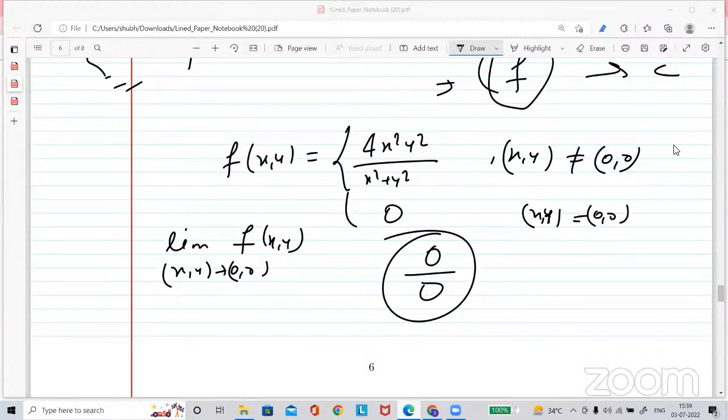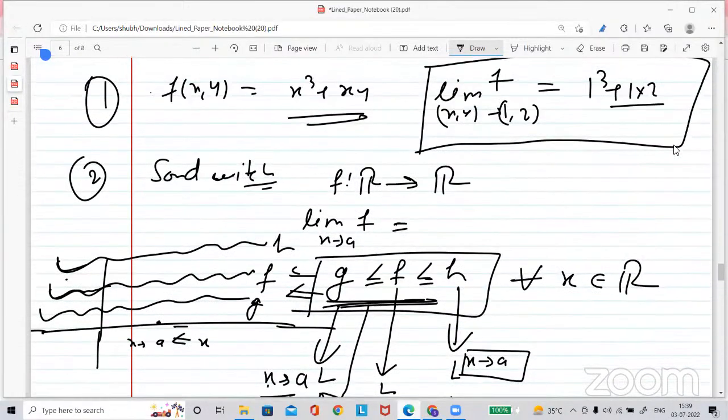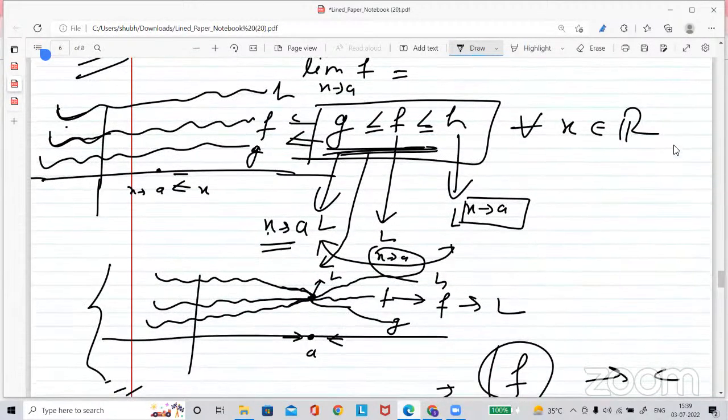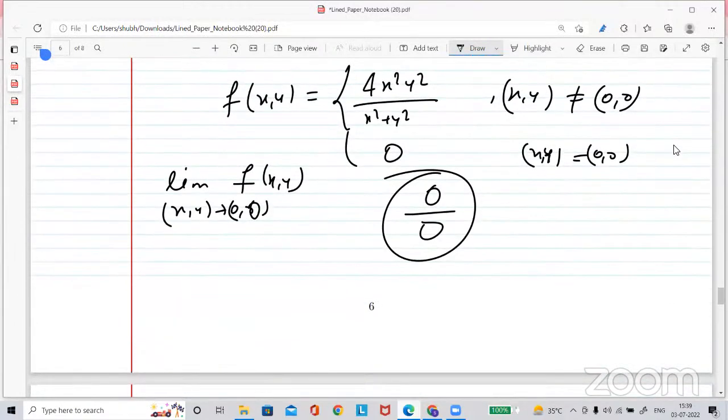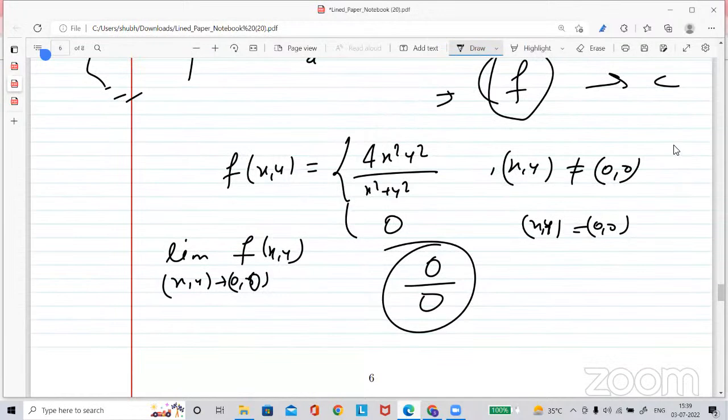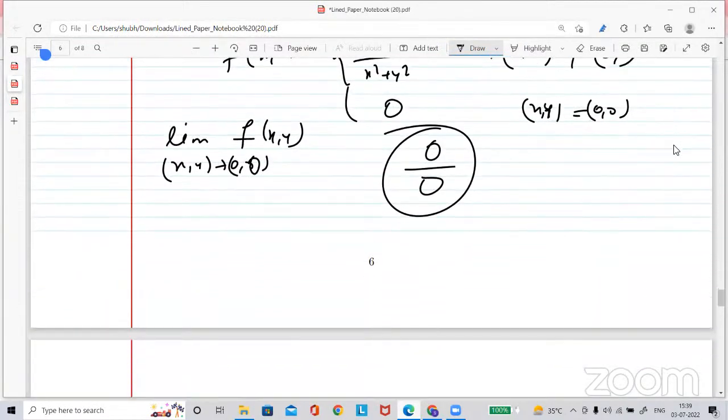Okay, so substitution is not working here. So how do we find it now? Only one tool remains. Substitution doesn't work, so sandwich now remains, the only second tool we have. So how will we approach this? How will we apply it here? This is also difficult, how will we find g and h here? So we have to do something.